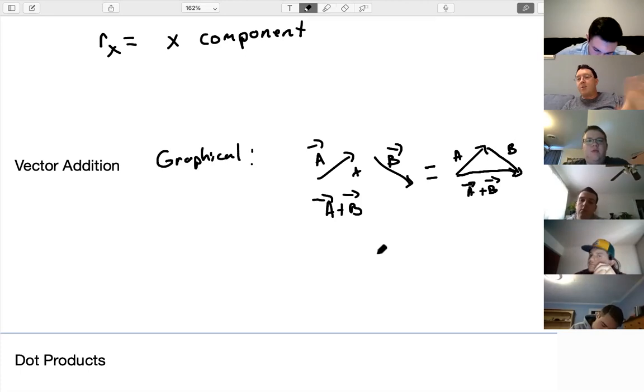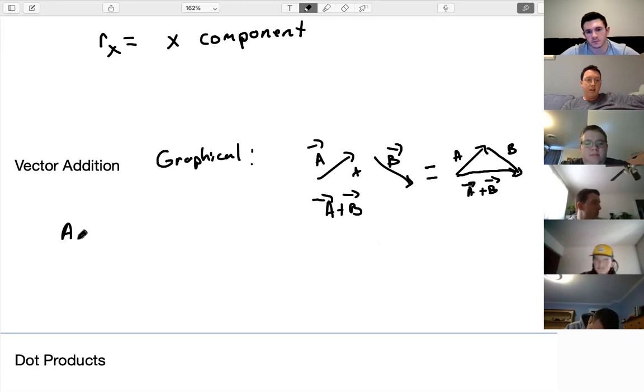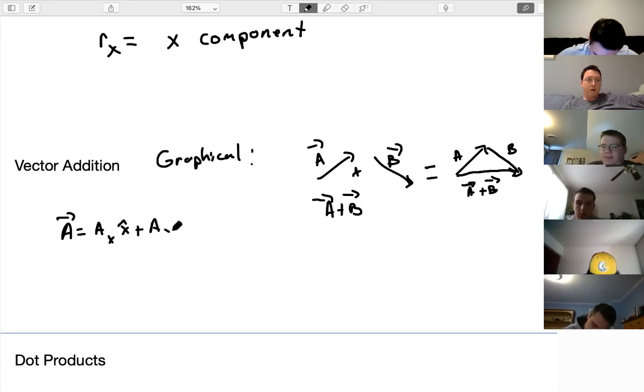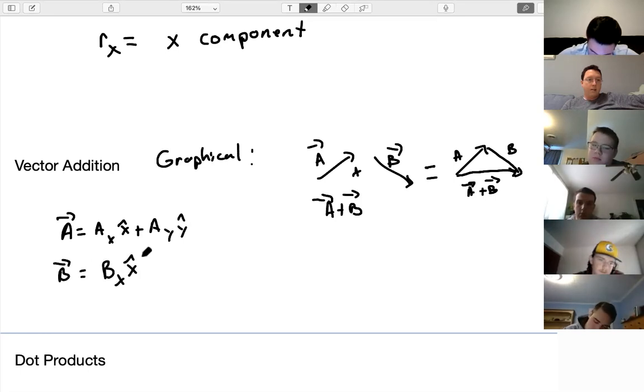And when you want to do subtraction, you first multiply by a -1, which flips it, and then you just add the negative. So that's how you do that. What about in components? If I have a vector A, which is AX x hat plus AY y hat, and another vector B, which is BX x hat plus BY y hat, how do you add them in components?